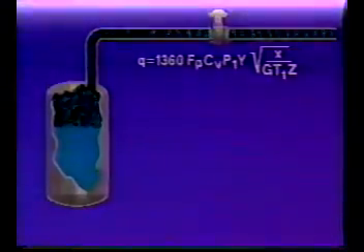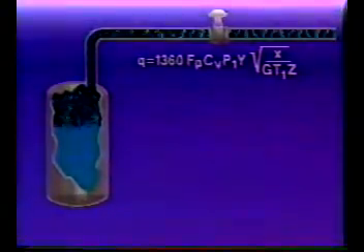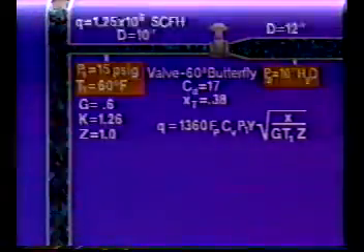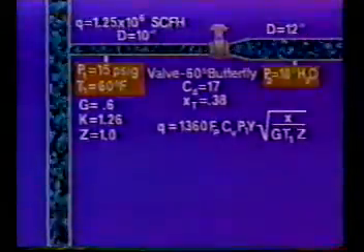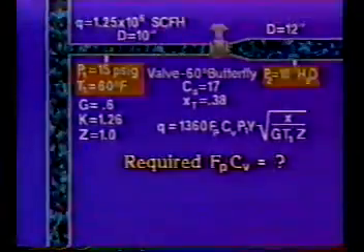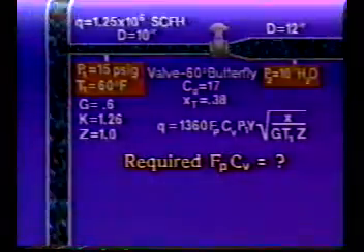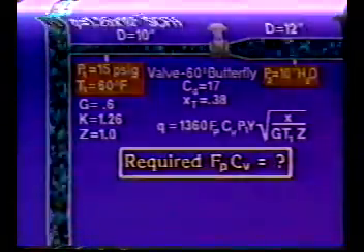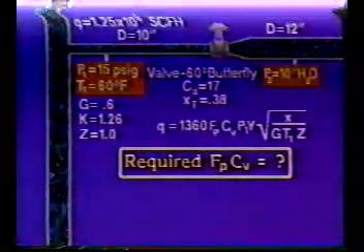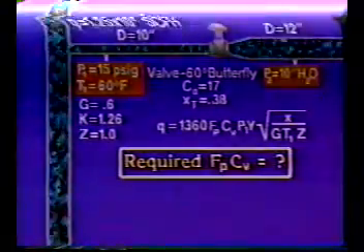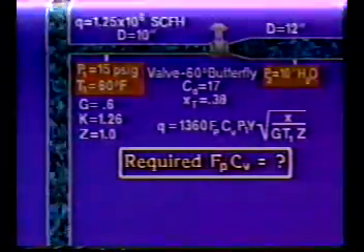Now that you're familiar with all the factors in this equation, let's work through a valve sizing problem. Our application involves a natural gas main. This is the data that's been collected for the installation. The first step is to determine the required F sub P C sub V. If you would like to take the opportunity to solve this problem by yourself, pause the tape when you hear the tone. After you have determined a value for this term, restart the tape.